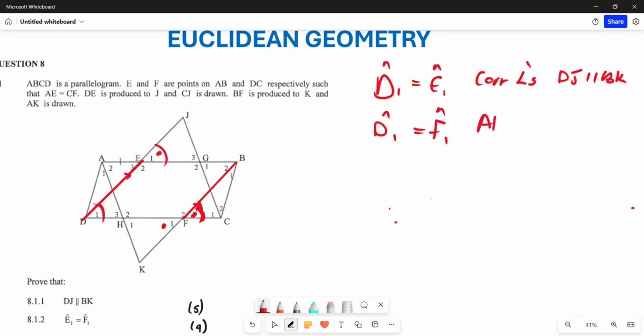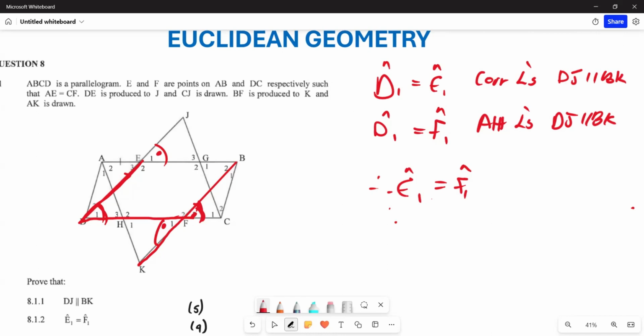Can you see that they are alternating angles because DJ is parallel to BK? They form a Z here. Starting from here, you come here, and then you come back this route. Can you see that these angles form a Z, right? So they are alternating angles. So I can draw my conclusion that my angle E1 is equal to my angle F1. Do I even need a reason? No, because both of them are equal to angle D1. Okay.